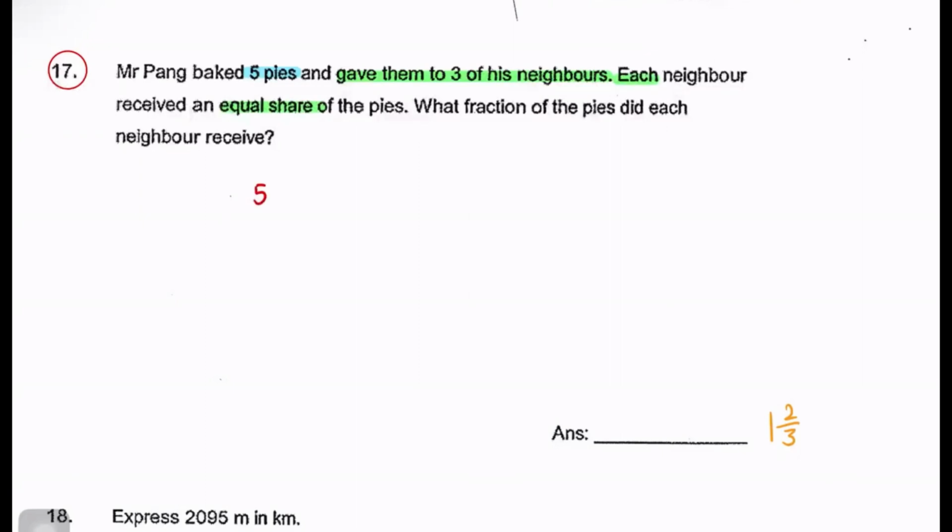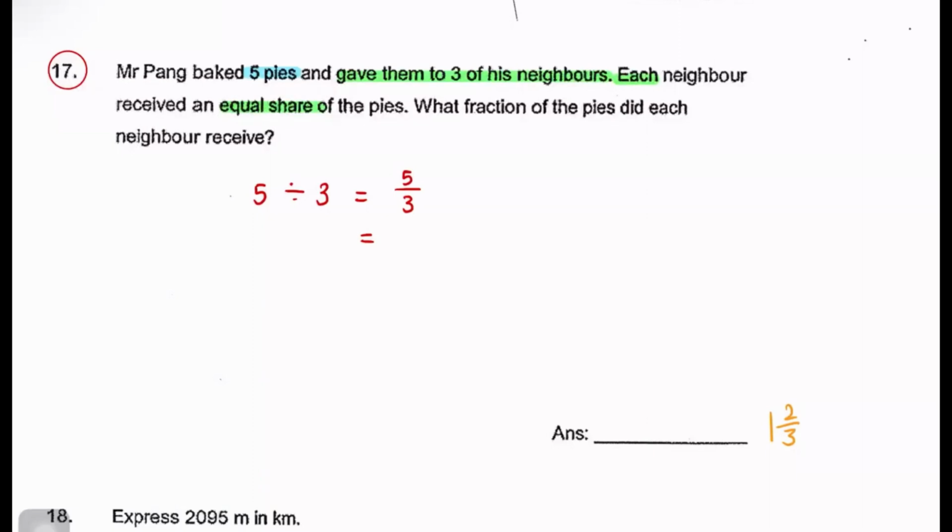5 pies divided by 3 neighbors. No need to draw, actually. 5 pies divided by 3 neighbors. So it's 5 divided by 3 equals... No calculator. Yes, it's 5 over 3. 5 over 3 is an improper fraction.